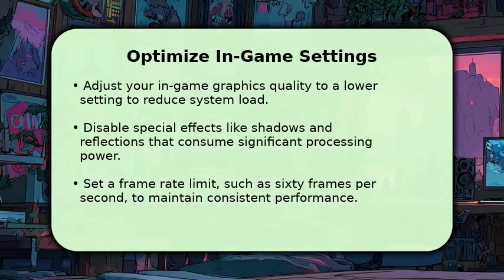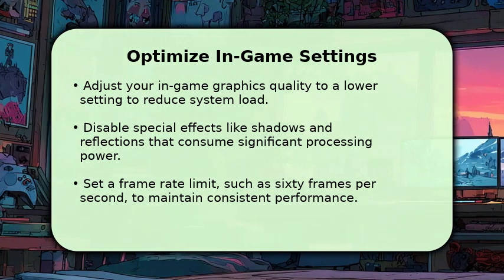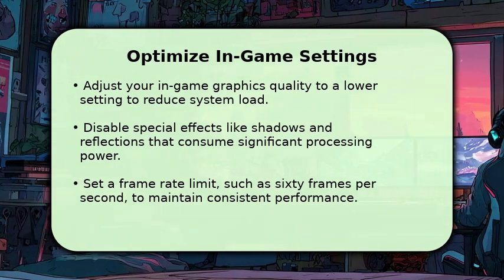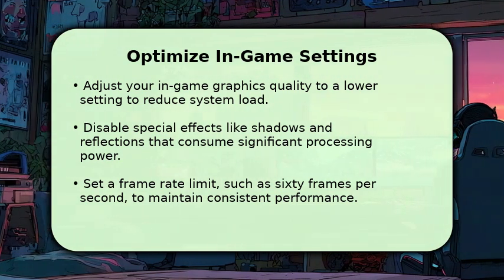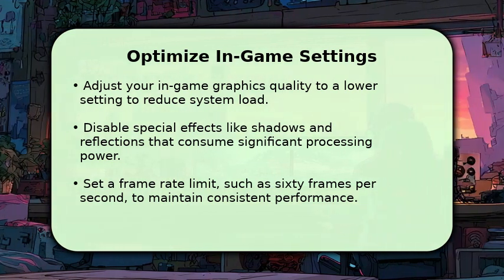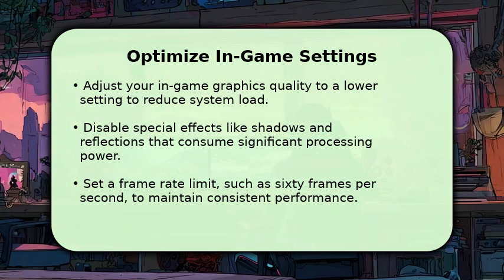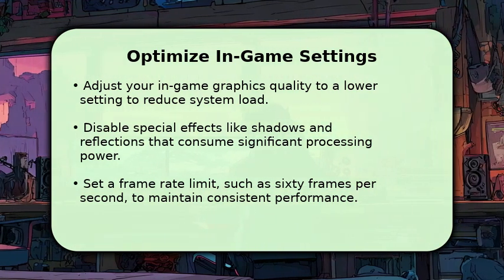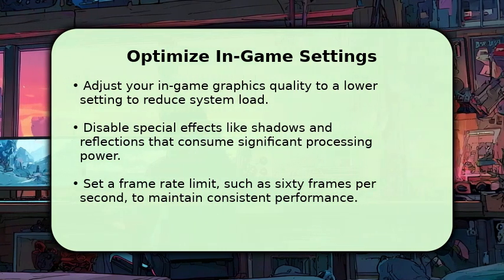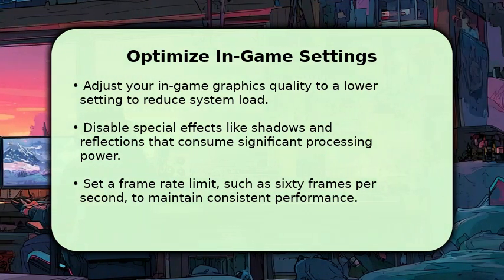Next, optimize your in-game settings within Roblox. Reduce your graphics quality to a lower setting, perhaps level 3 or 4, to decrease the load on your system. Turn off special effects like shadows and reflections, which consume significant resources. Adjust your frame rate limit to 60 frames per second or lower if your device struggles. These adjustments can dramatically improve responsiveness and reduce any noticeable jump delay, making your gameplay much smoother and more enjoyable.